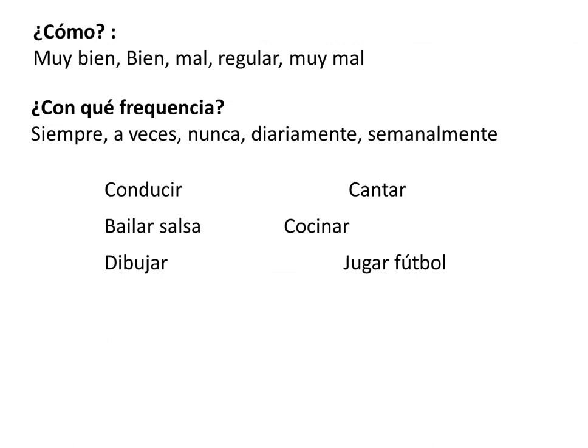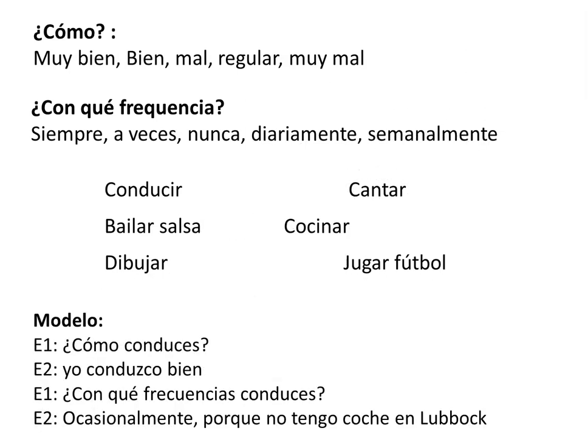Okay, como, muy bien, bien, mal, regular o muy mal, the how of these actions. And then frequency also, we can use these ones. Okay, por ejemplo, I can say, ¿cómo conduces? How is your driving? Oh, yo conduzco bien. Okay, this is the adverb, I'm describing the action. ¿Con qué frecuencia conduces? Frequency. Ocasionalmente porque no tengo coche en Lubbock. Okay, let's try to use these verbs and try to work on different sentences so that way you can apply different kind of adverbs.